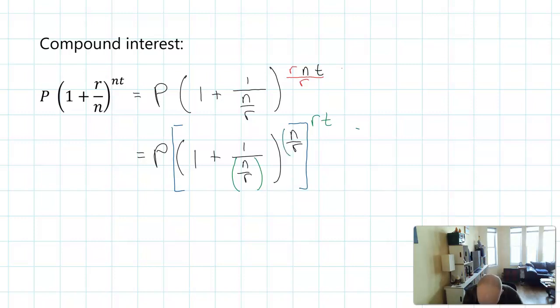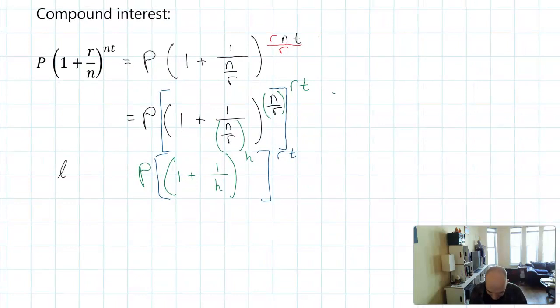But I have this n over r in both places. So really I have something like p times 1 plus 1 over, what if I just call n over r h, 1 over h to the h. And those are parentheses. Then I have that to the rt.